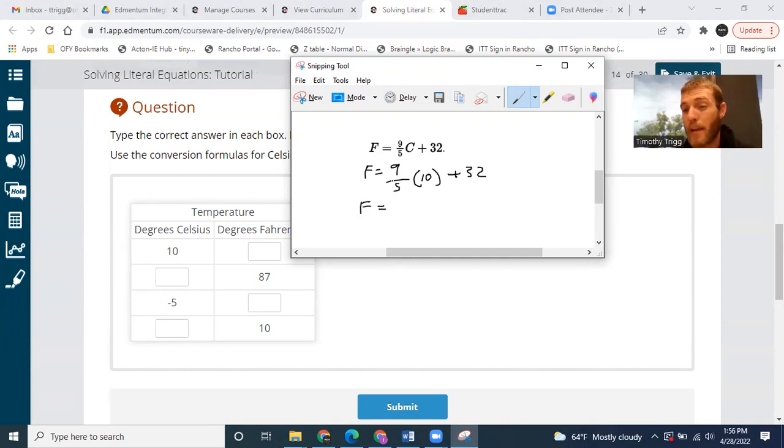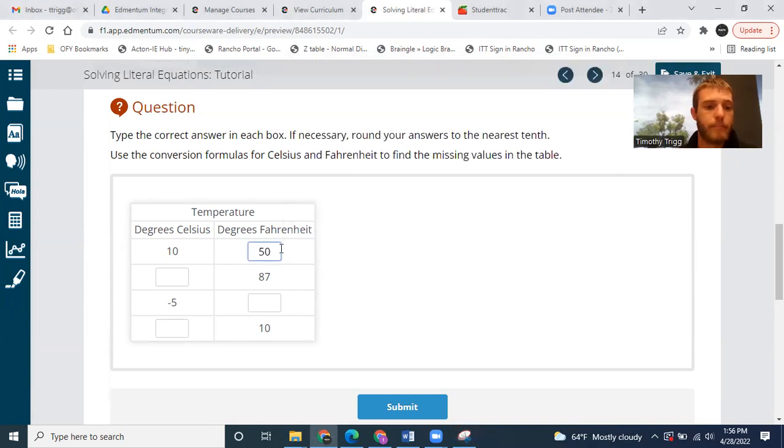Hopefully you remember how to multiply a fraction times a whole number. Remember, you could do the whole number times the numerator, the top, divided by the denominator. So 10 times 9 is 90. 90 divided by 5 is 18, I think. Yeah, 18. And we have 18 plus 32, which gives us 50. So here we're going to put 50.